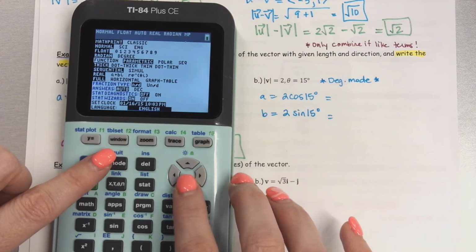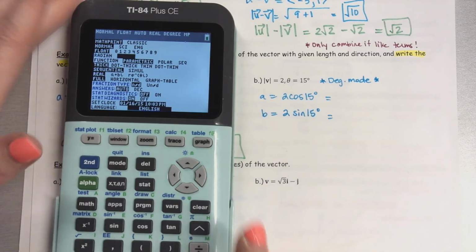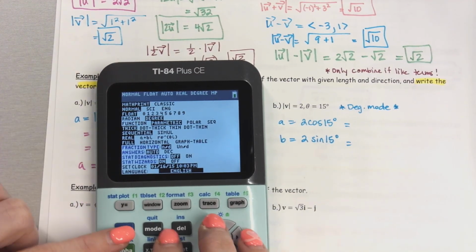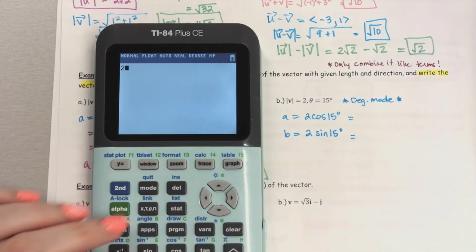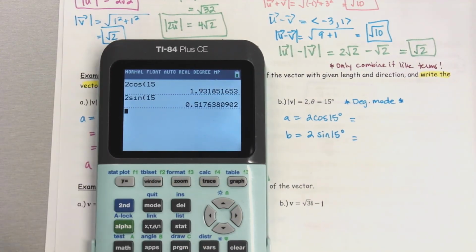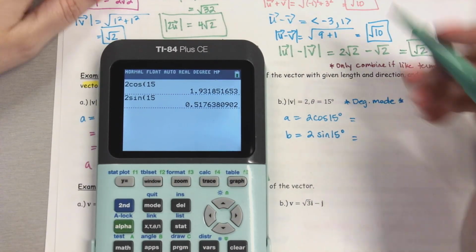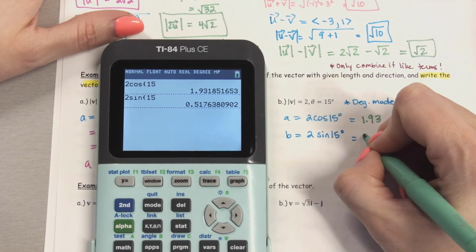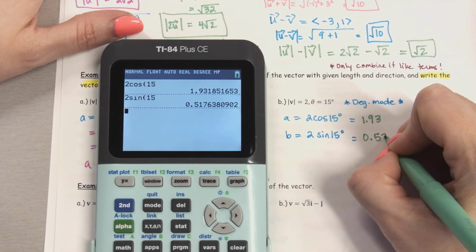Okay, so we're going to go to mode, and we're going to make sure that we are in degree. Okay, and then from there you can do 2 cosine of 15, 2 sine of 15. Like I said, we're going to round those to the nearest hundredth. So you get 1.93 and then 0.52.